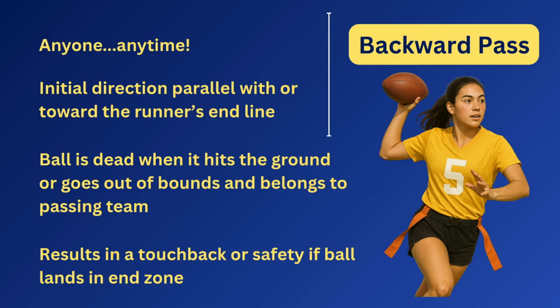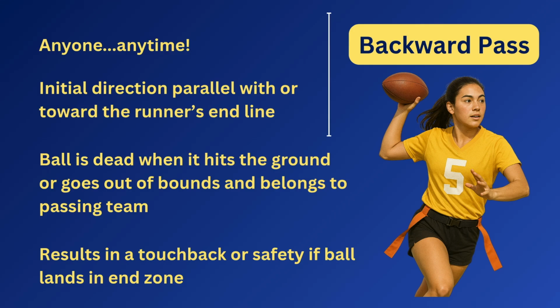For it to be backward, that essentially means that its initial direction is parallel with or toward the runner's end line. So essentially, if you throw a backward pass and the initial direction is straight horizontal on the field or in any way backward, that is defined as a backward pass.